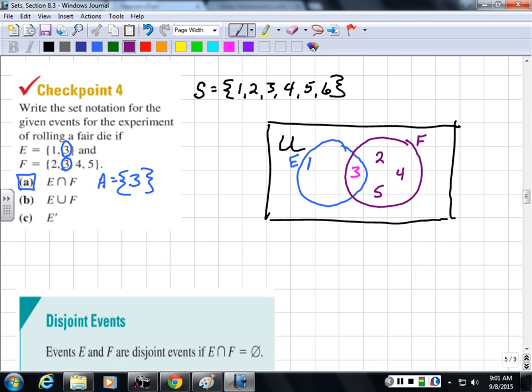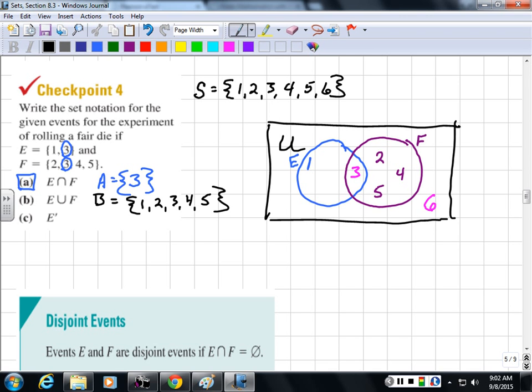I'm missing one, aren't I? I've got 1, 2, 3, 4, 5. What am I missing? And where would the 6 go? In the universal set out here. Okay? So let's talk about E union F. That's going to be everything that's in E, or everything that's in F, or everything that's both in E and F. Which means I'm simply going to write set B as {1, 2, 3, 4, 5}. It contains everything except for what's outside of those 2 sets.